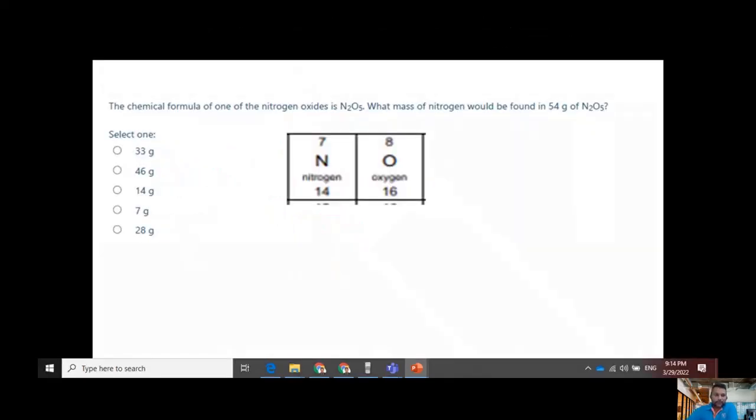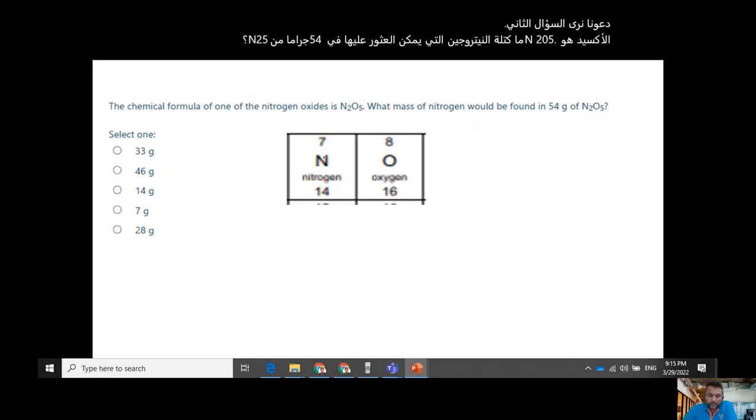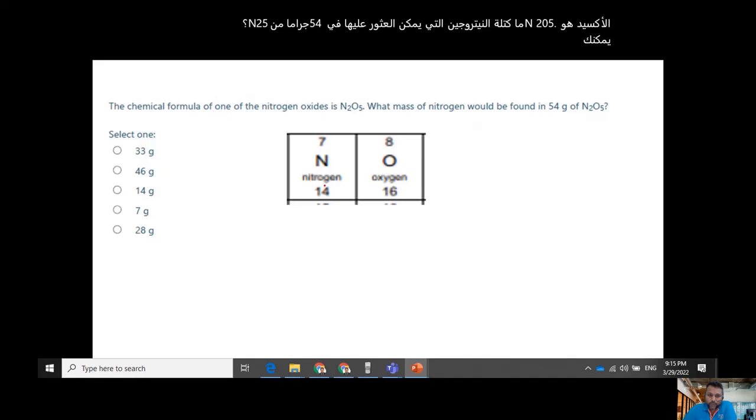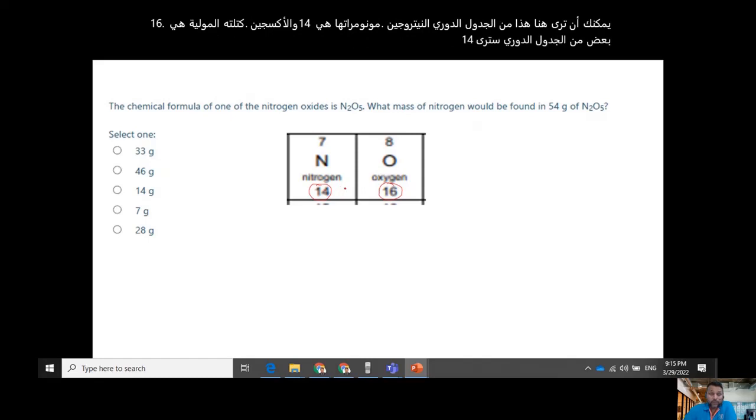Second question. The chemical formula of one of the nitrogen oxides is N2O5. What mass of nitrogen would be found in 54 grams of N2O5? You can see here, this is from the periodic table. Nitrogen, its molar mass is 14, and oxygen, its molar mass is 16. Some periodic tables you will see like 14.01, something like that. So whatever value they are giving in the question, you have to use.